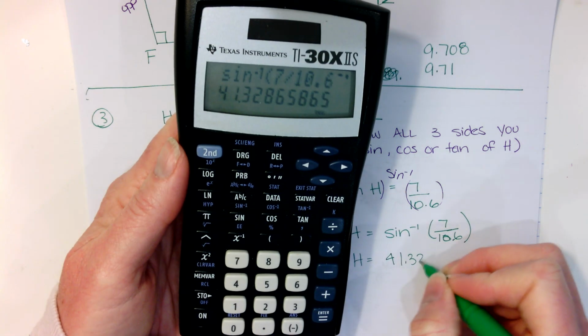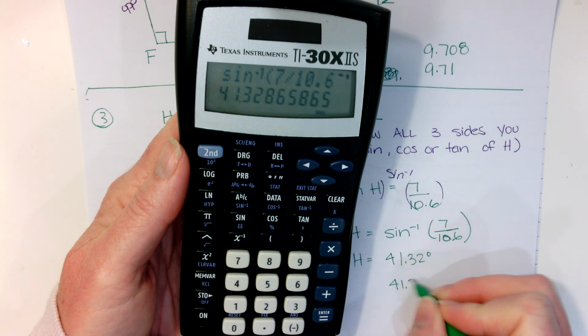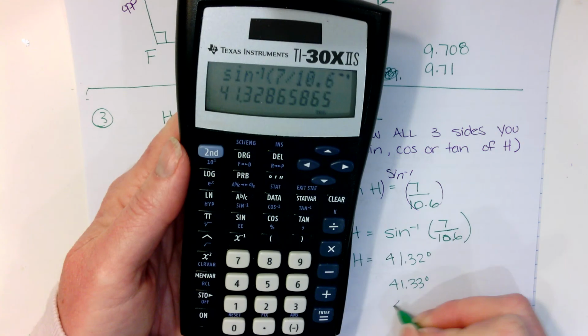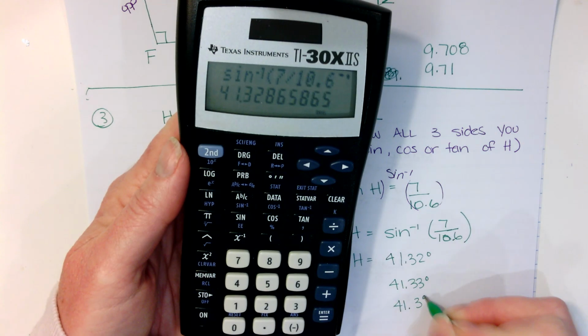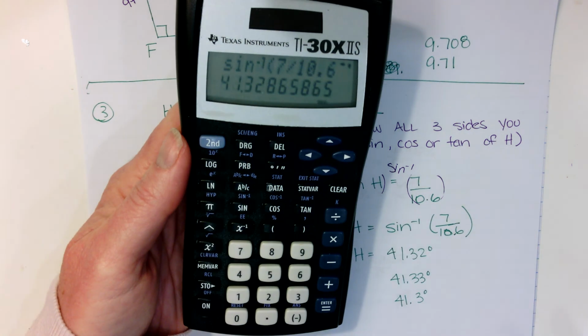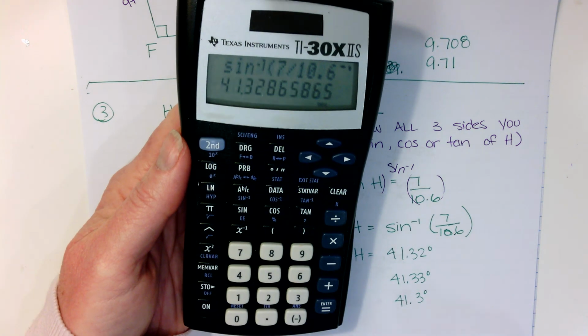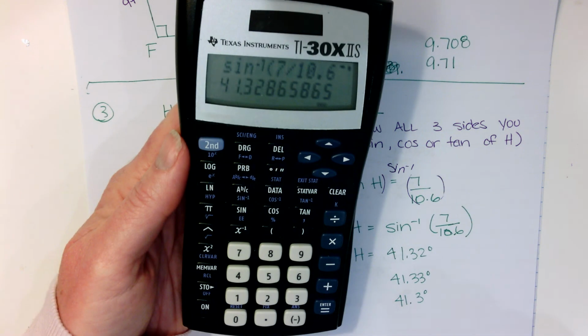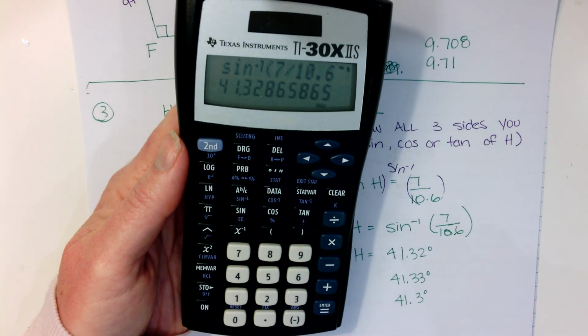41.32 degrees. You could write that as 41.33 degrees if you want to round, or if you just want to write 41.3 degrees. Again, these are all the same answer. Don't round it to 41 degrees. Even if the problem says nearest degree, I'm fine with decimals.